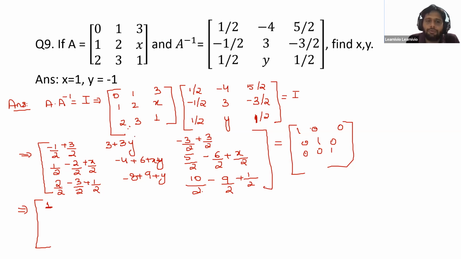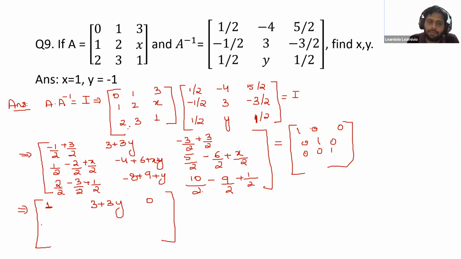At the first place, you're getting 1. Yes, sir. Okay, now the second place. Second is 3 plus 3 plus y. This remains the same. Next is minus 3 plus this will become 0. First row is correct, Abdul? Yes, sir.